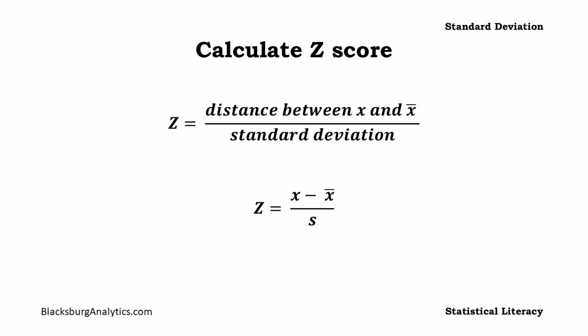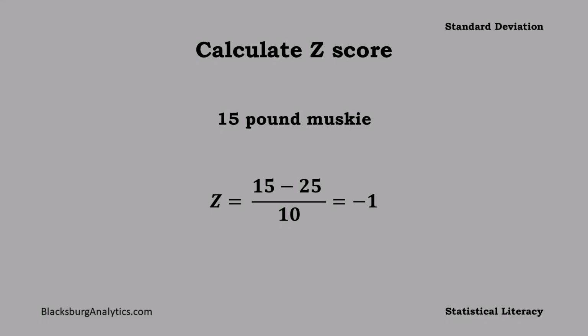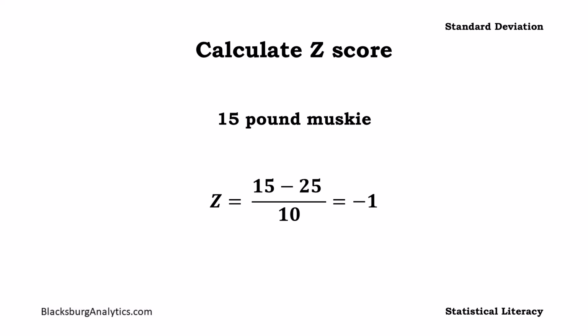The conversion to number of standard deviations is the distance between the sample observation and the sample average, divided by the standard deviation. For the 15-pound muskie mentioned above, the calculation is 15 minus 25, divided by 10. The z-score is -1. The negative sign shows the 15-pound weight is 1 standard deviation below the average.